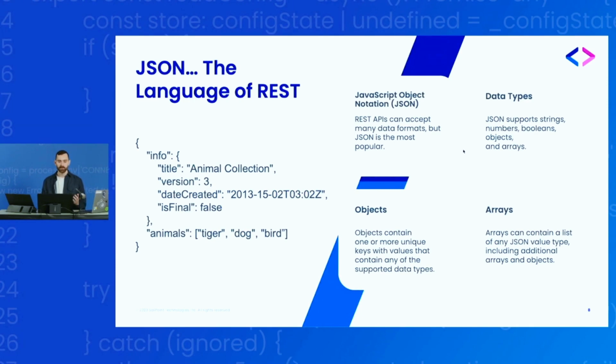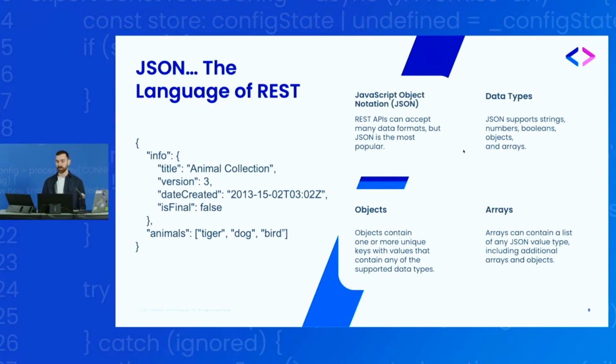Now in REST, typically JSON is the language of REST. It stands for JavaScript Object Notation, and its ubiquity, flexibility, and simplicity make it one of the most popular languages for web developers. So oftentimes you'll see JSON being used in REST APIs.